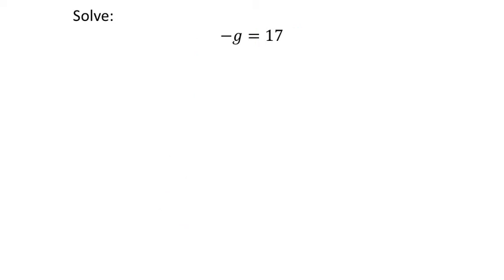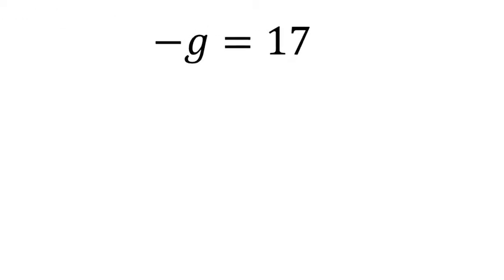It's kind of a unique scenario because we see this from time to time on tests or quizzes, and students tend to get this one wrong. In fact, I'm not completely sure how that happens. They'll just write g equals 17 like there's no negative sign there, but there is.